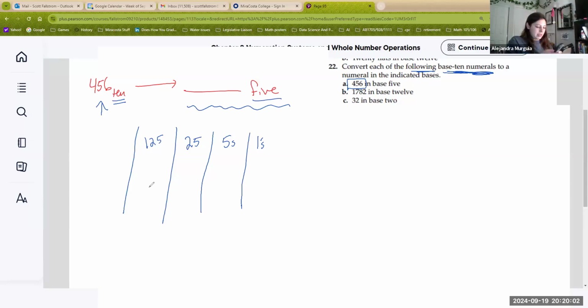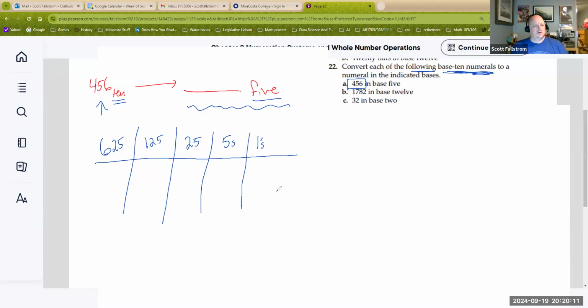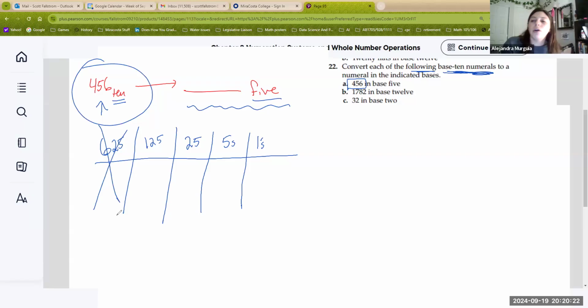I can't do that in my head. You can grab a calculator. 125 times 5 is 625. Okay, so now, do we need that 625 group? No, it's too big because it's only 456. I don't have a need for that. There you go. Perfect. So I can go straight to 125s. Yeah.